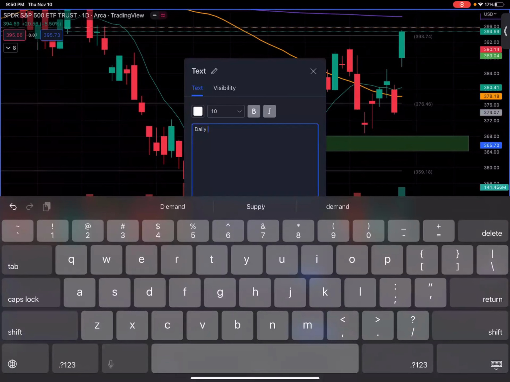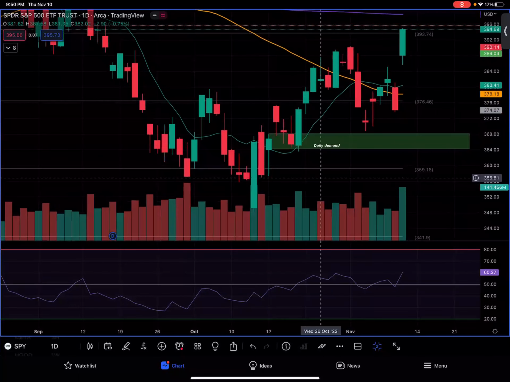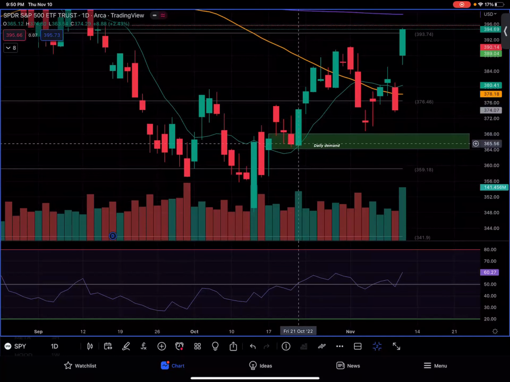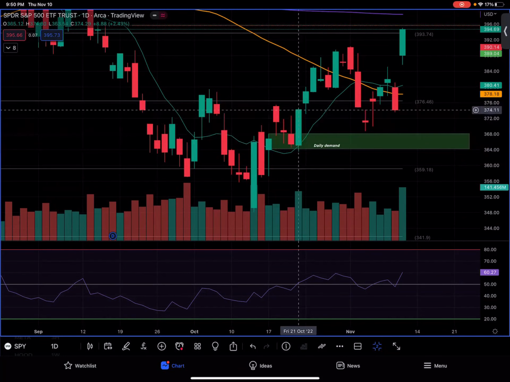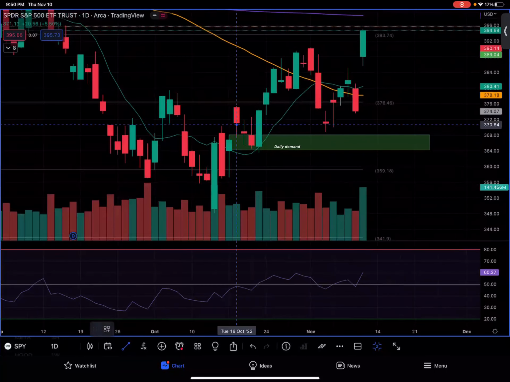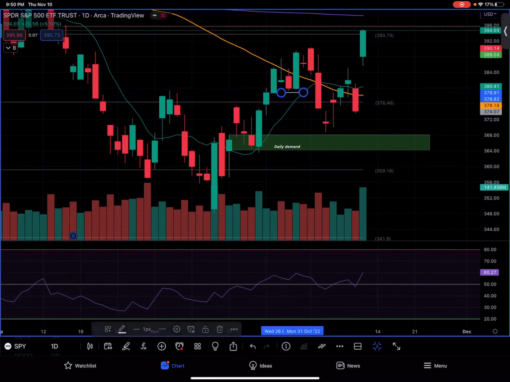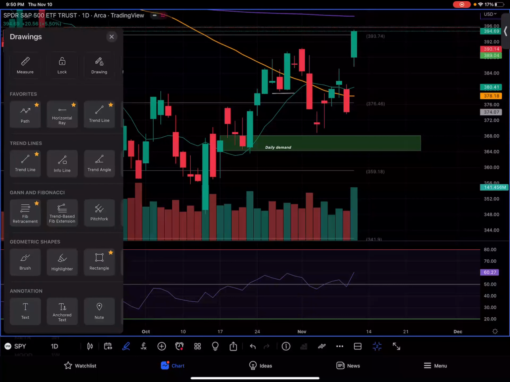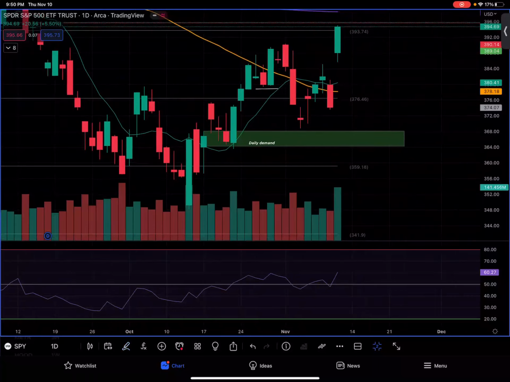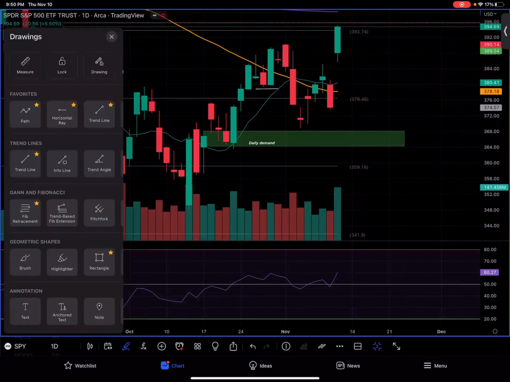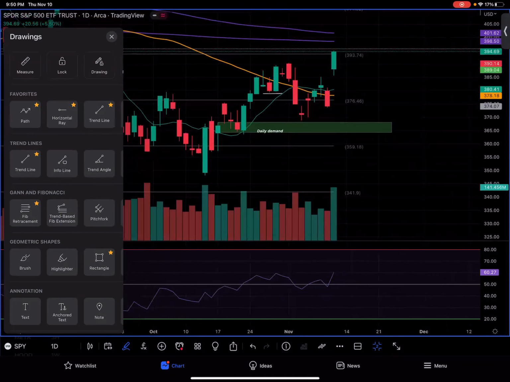And we know that it's daily demand. Why? Because we see our Marubozu candle, strong momentum to the upside, big momentum to the upside. I see some equal lows here. And once those equal lows got taken out, the momentum slowed down once price action retested this demand zone.